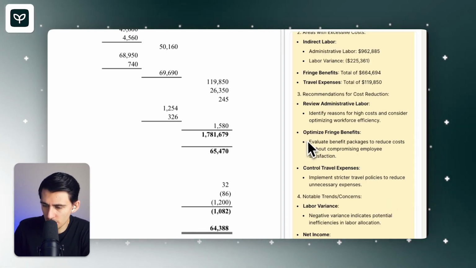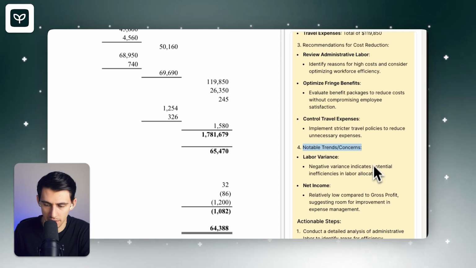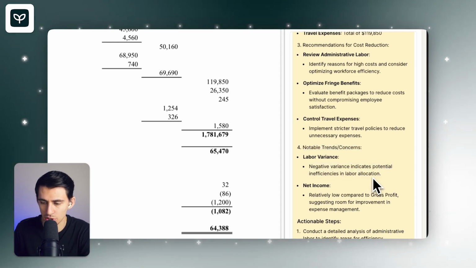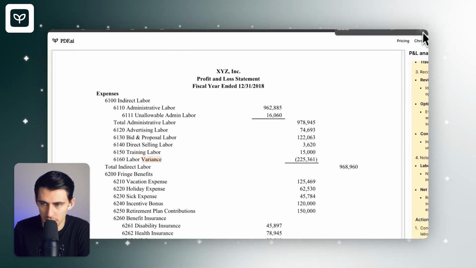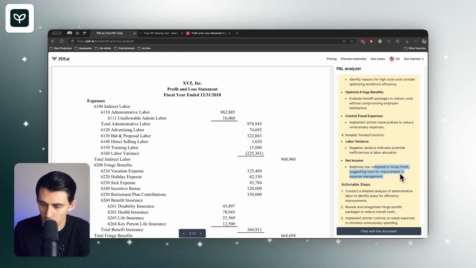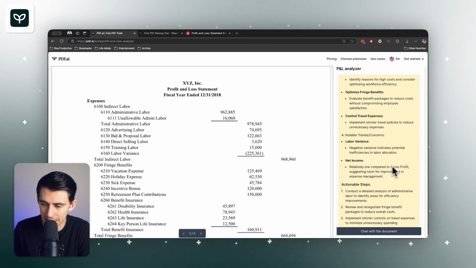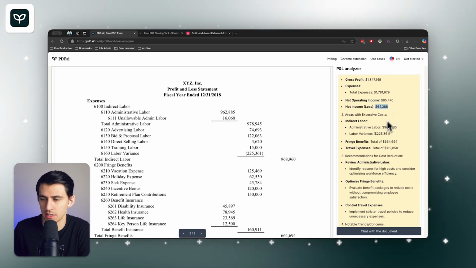And as you can see here, there's another section for notable trends and concerns, like for example, labor variance. A negative variance indicates potential inefficiencies in labor allocation. So that 225,000 is decently large, so we're gonna have to take a look at that, and relatively low compared to the gross profit, suggesting room for improvement in expense management. Very true. The net income here was a loss of 64,000.